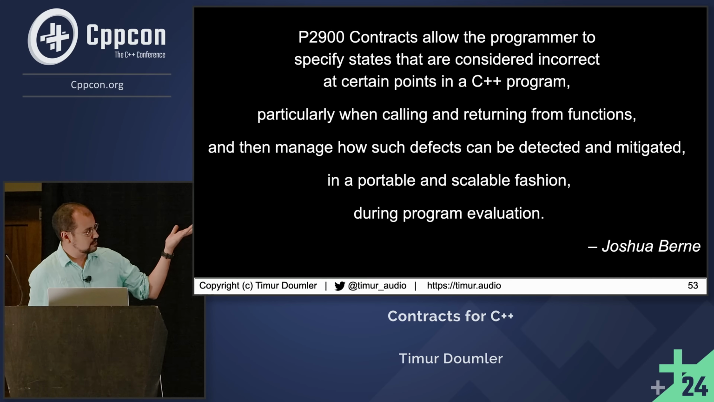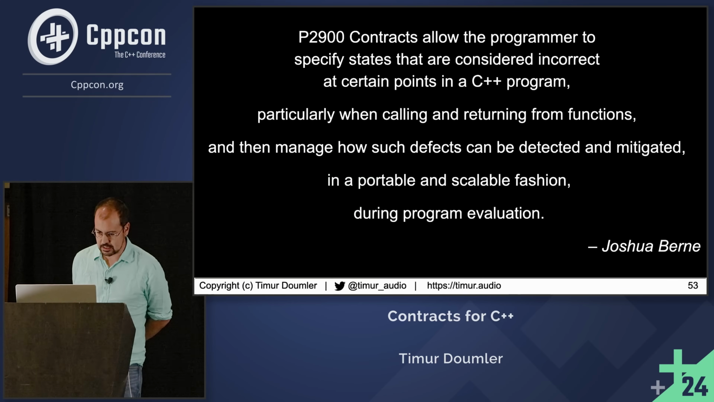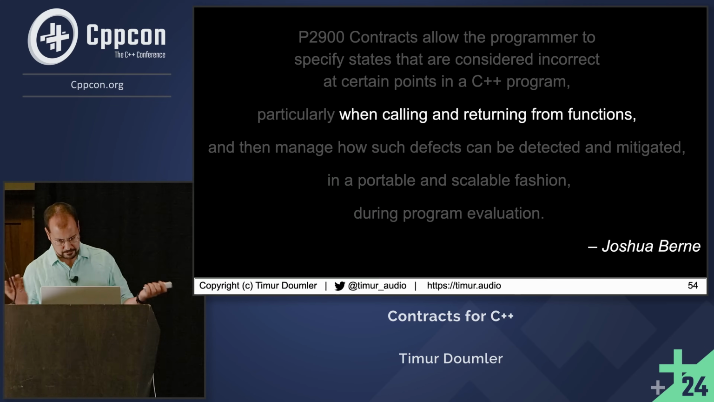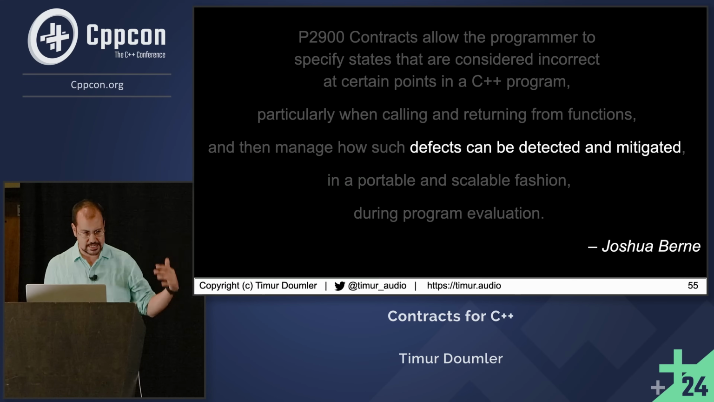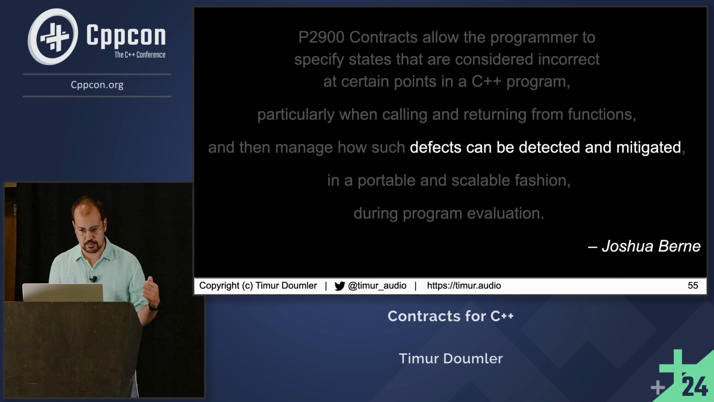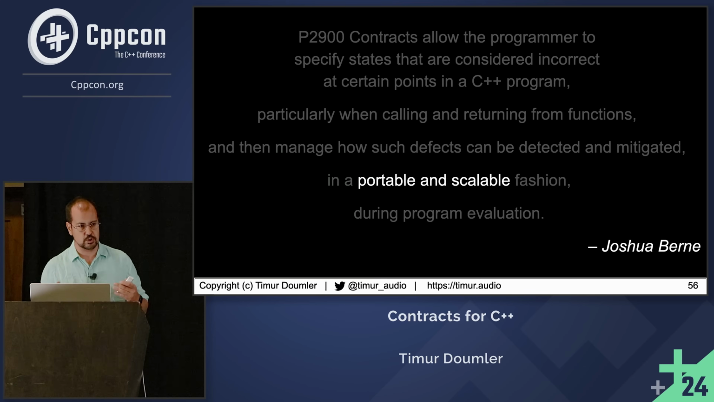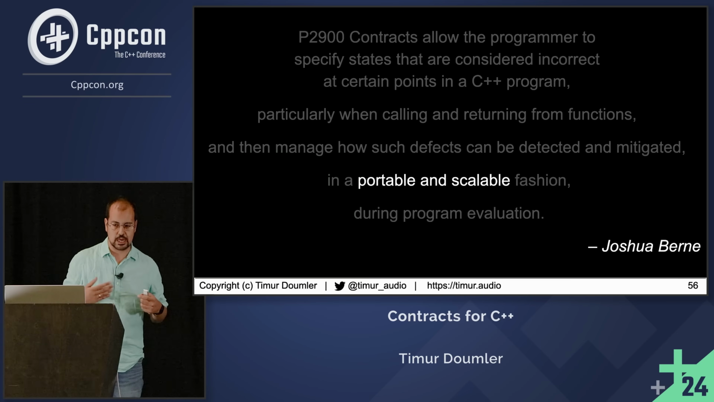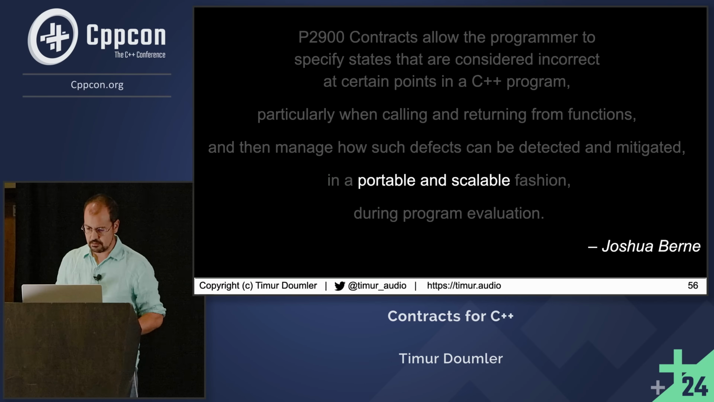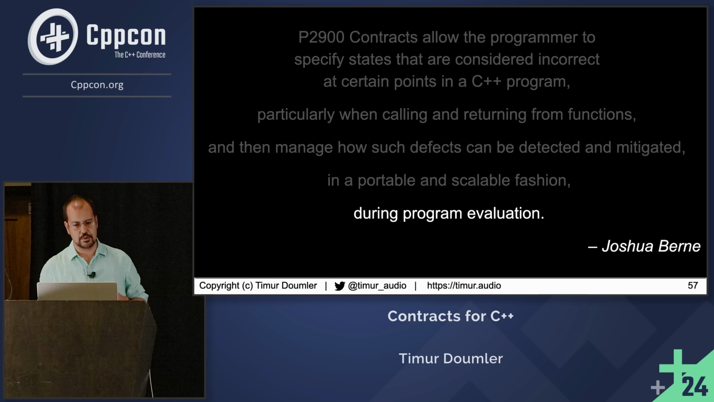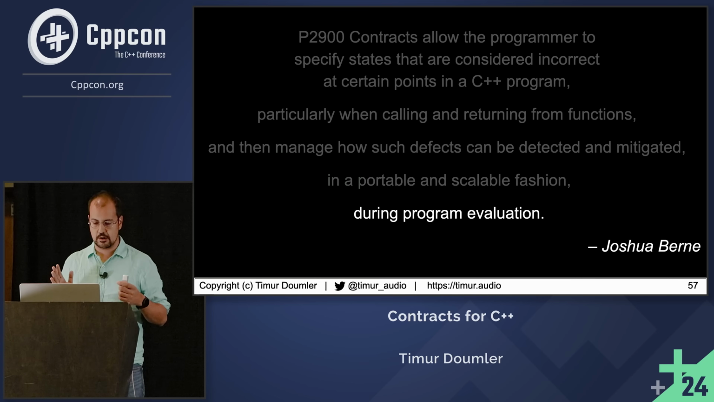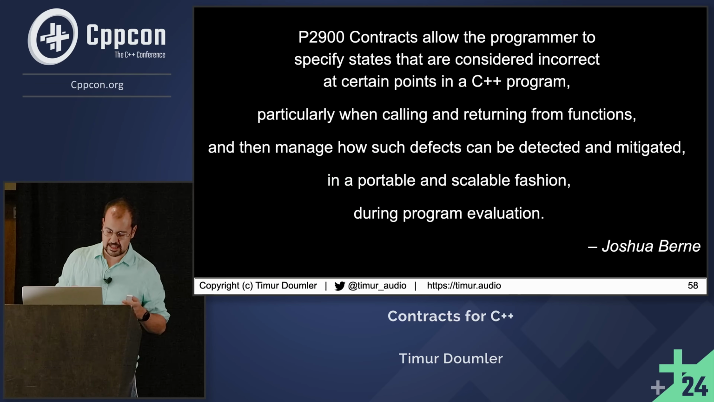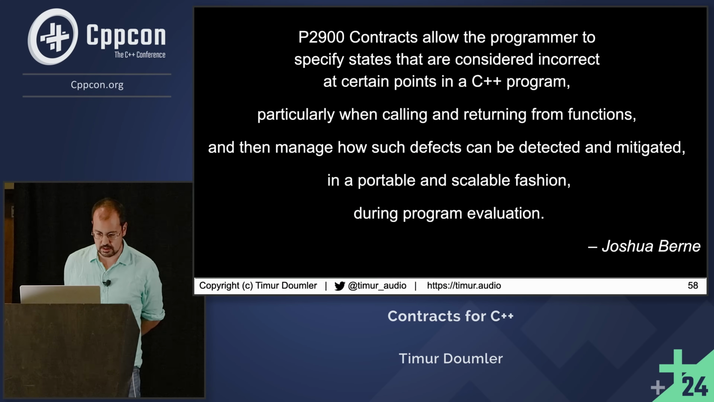It adds a few aspects that are missing from the other two. It's talking about particularly when calling and returning from functions. So that's this precondition, postcondition aspect of functions that we can express now. It talks about mitigating defects. So not only can you detect that a contract violation has happened, but you can also do something about it. It is meant to be portable and scalable. That's another really important aspect. If you have a code base with 100 million lines of code in a big tech company, you're supposed to be able to use this feature at that scale, right? And another really important aspect is that these checks happen during program evaluation. That's the core of the design here. We're going to talk about this later, but I think this is my favorite version of describing what this proposal is about. Sorry, Lisa.